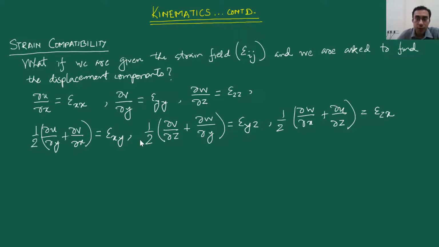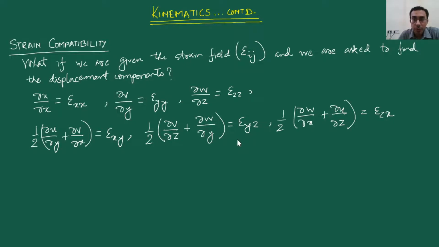Okay, so I repeat what the problem is. If you are given epsilon xx, epsilon yy, and so on, the various components of strain on the right hand side, then you view these 6 strain displacement relations as 6 partial differential equations. But partial differential equations to solve what?